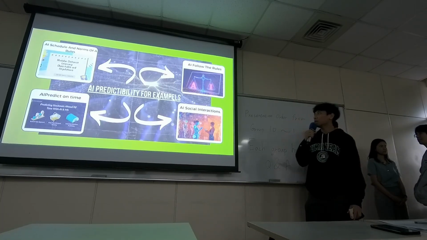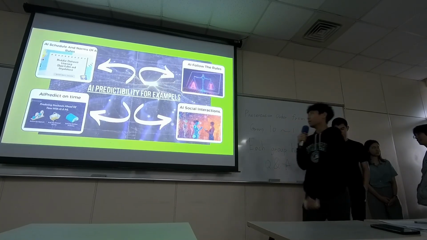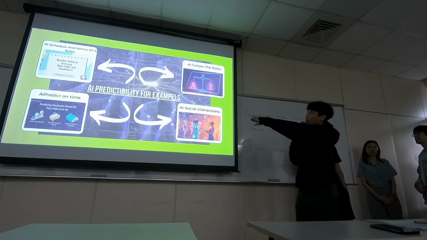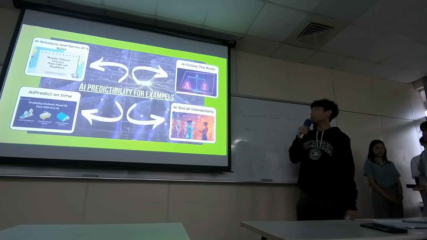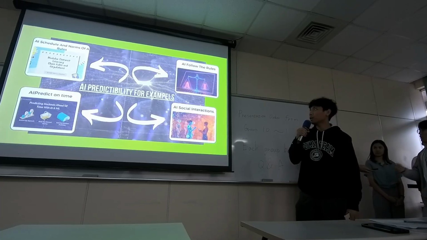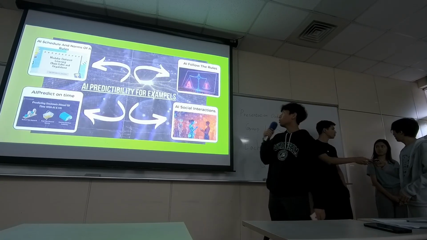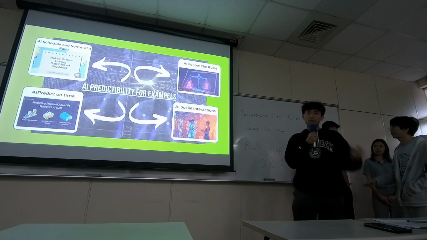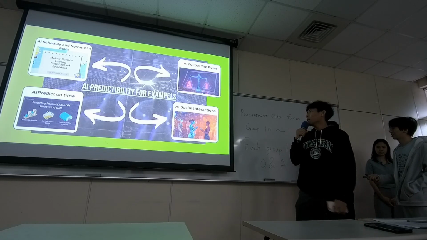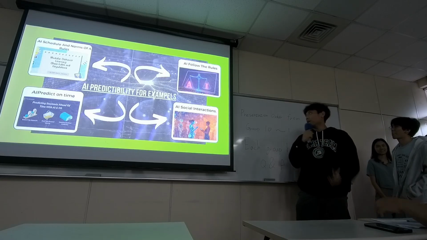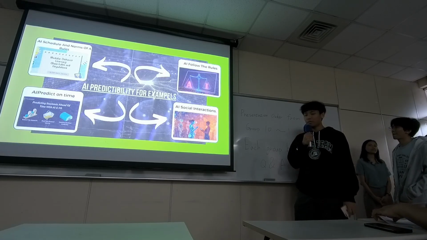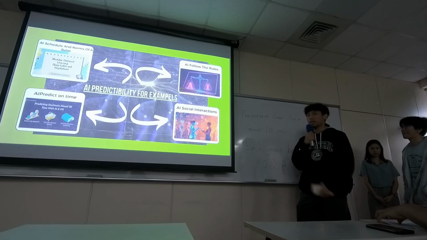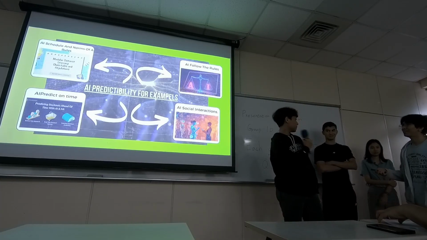And then what is AI predictability, for example? AI predictability can be used for scheduling. AI has a norm of rules, and it can follow the rules and predict on time. And sometimes AI can socialize with you. For now, AI can socialize through interaction. Next.